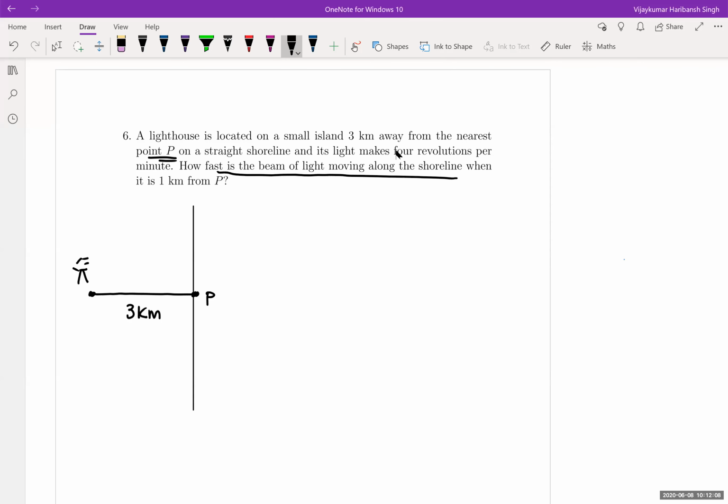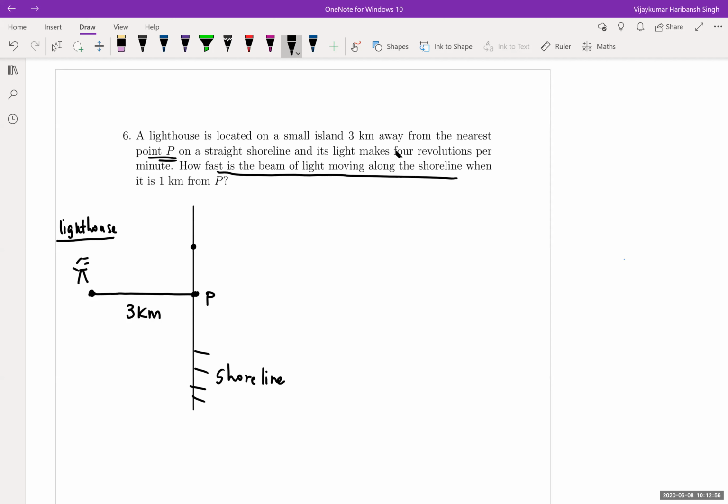So this is a straight shoreline. The nearest point P from the lighthouse, so this is your lighthouse, and this distance from the nearest point P is 3. And it's making 4 revolutions per minute. How fast is the beam of light moving along the shoreline? So we want to see the speed of light along the shoreline. Say here is the beam of your light.